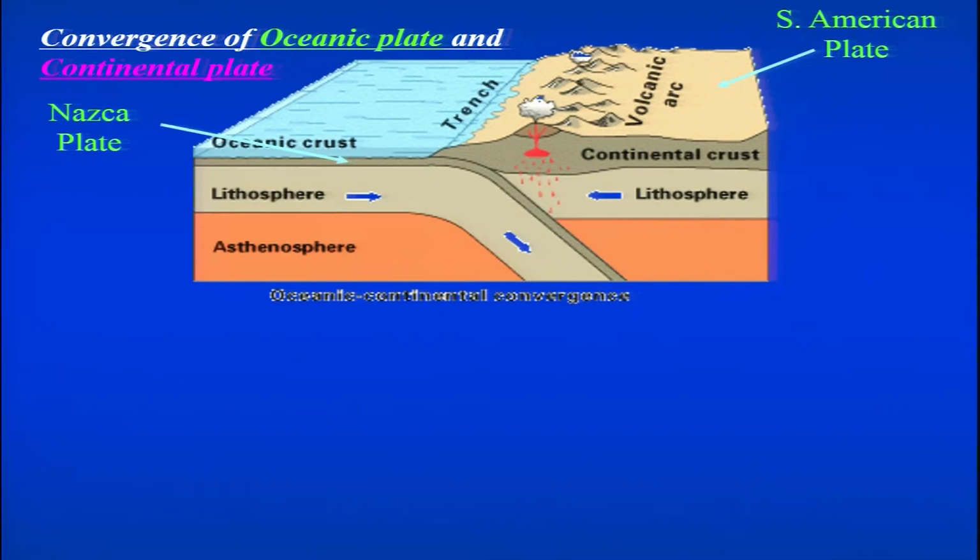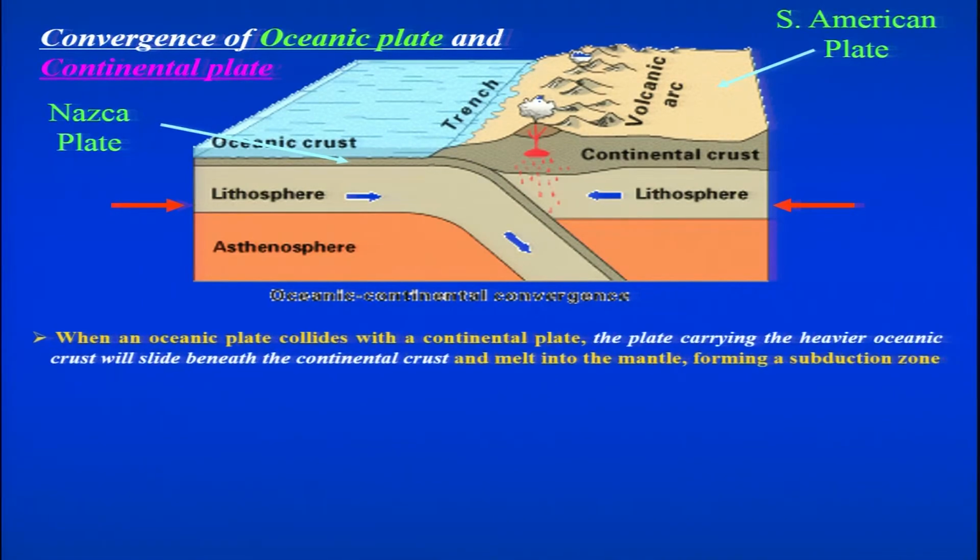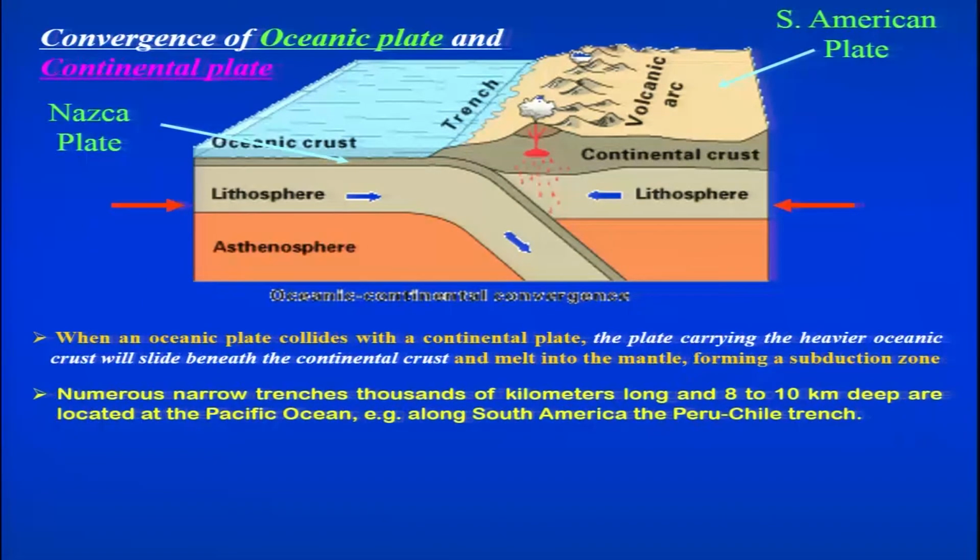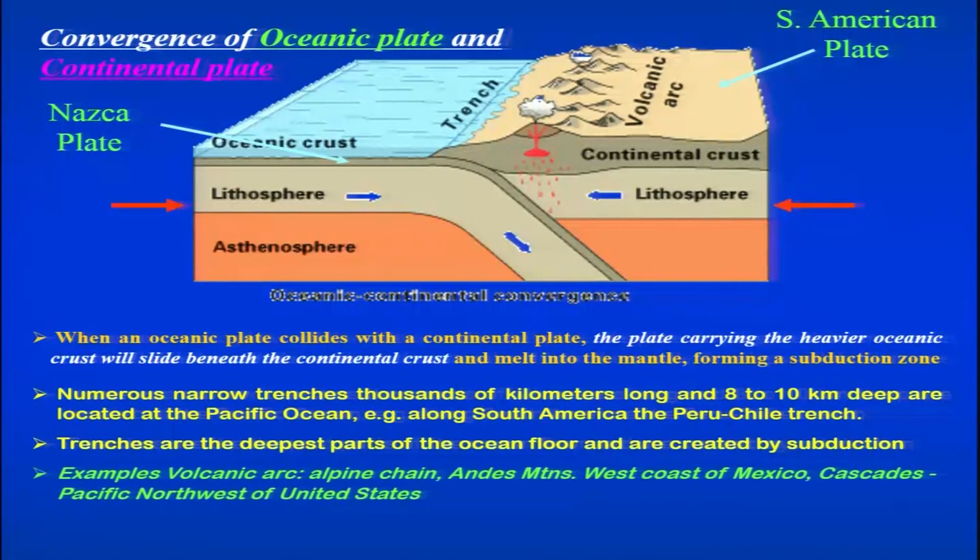Now, the convergence of an oceanic plate and a continental plate: for example, we have the Nazca plate, and on the right-hand side the South American plate, as I was showing in the previous slide. The oceanic plate, which is heavier, will subduct below the lighter continental plate. These are a few examples where you will be able to see volcanic arcs, mainly in the Alpine, Andes, West Coast, Cascadia, and Pacific North of the United States.